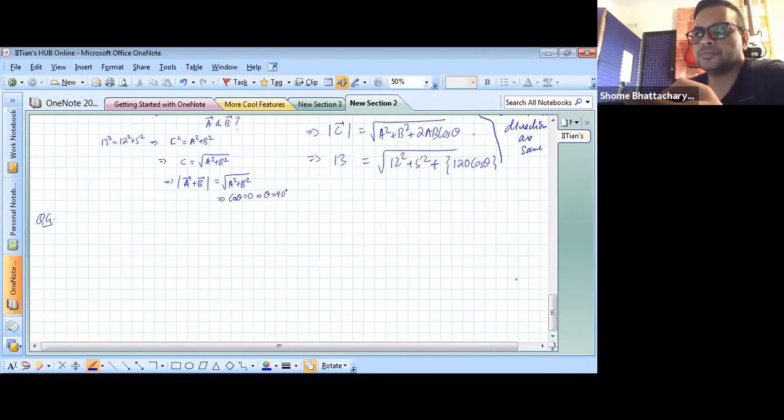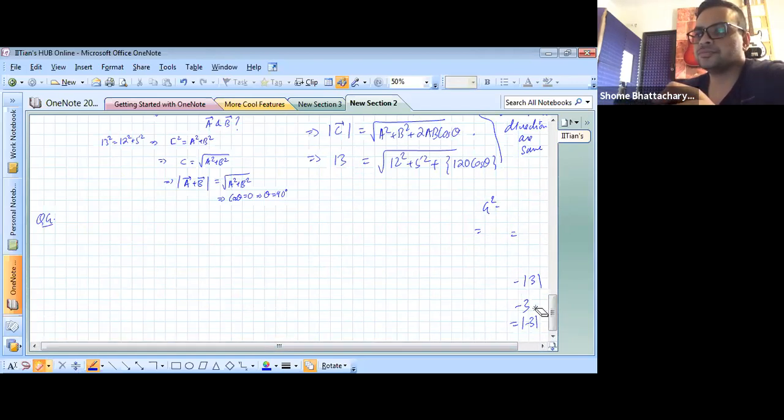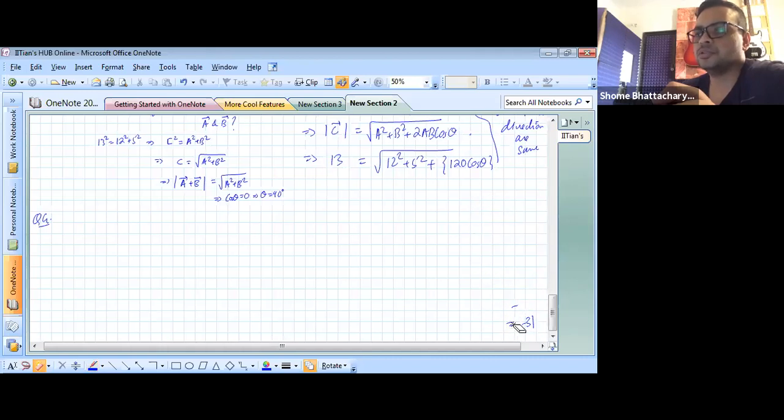It's like, if I say that 4 square is equal to 16, that means the square root of 4 square is also equal to the square root of 16. If I say that x is equal to 3, it means that mod x is equal to mod 3. Or if I say x is equal to minus 3, then mod x is equal to mod of minus 3, which is 3. So if two things are equal, then their magnitudes are also equal. That applies for vectors also. Okay, so let's come to question 4 next.